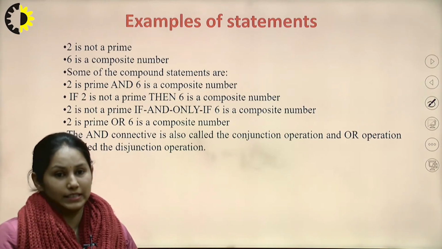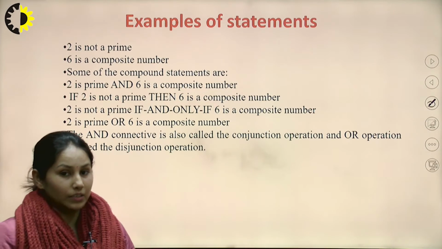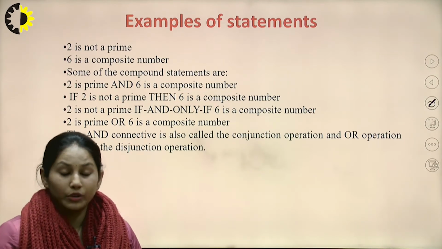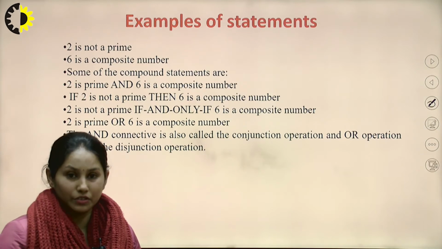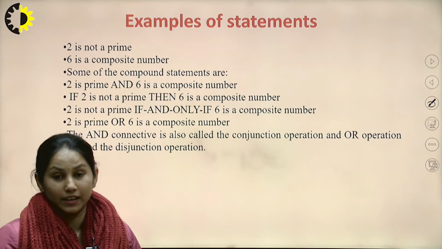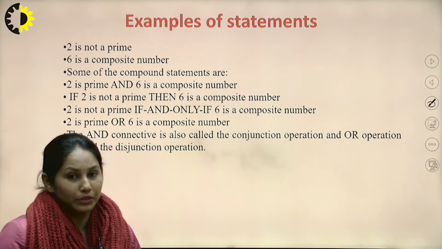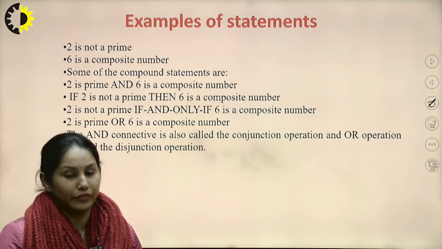The next example is: if 2 is not prime, then 6 is a composite number. In this particular example also, there is a declarative statement with the connectives if, then. In the last slide, I already told you that connectives are like and, or, if then, if and only if.